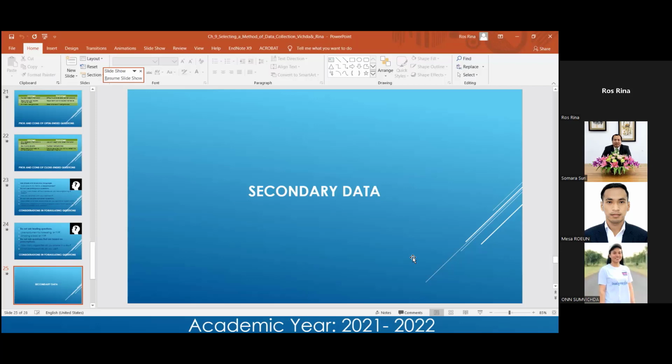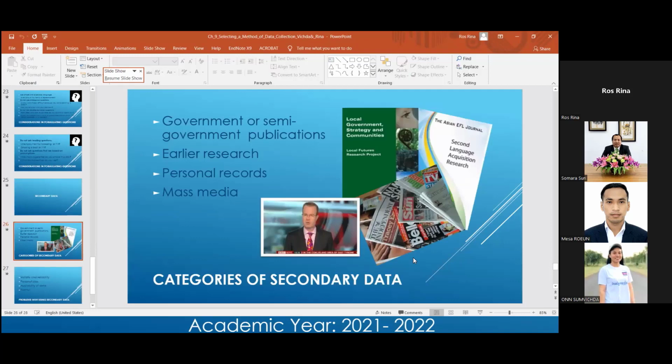And for secondary data, it is about documents, like government or semi-government publications, earlier research, personal records, and mass media. This is secondary data, something that is already published or already made. But primary data is something that we do on our own, firsthand.